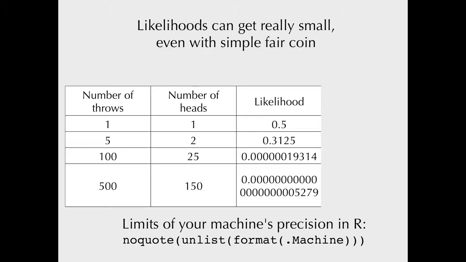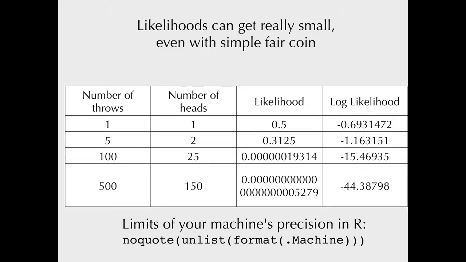And so it becomes a number that's too small to put in the computer easily. So what we do with that then is do log likelihood. Let's put it on a log scale, it's easier to deal with. These funny numbers that have negative values, that's what log likelihood is.